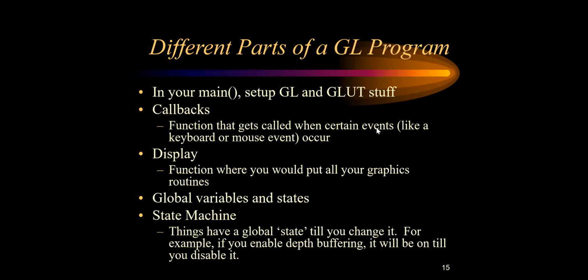So now, here are the different parts of a GL program. Here we have the main function. The first thing is that it will start with your main function. If you are writing the return type, you can use a void main function. Then you are going to set up the GL and the glut stuff.